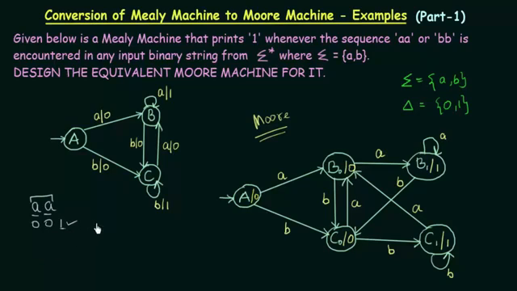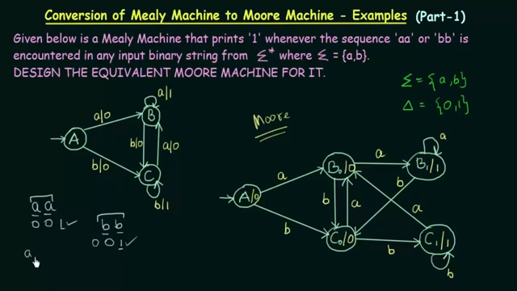Alright, so let's see what happens if we get BB. We start with starting state A. A gives the output 0. And when we get the first input b, A goes to the state C0, which prints an output 0. And the next input we get is b again. In C0, if we get a b again, it goes to C1, and C1 gives the output 1. So here we see that the sequence BB was encountered, so 1 was printed.